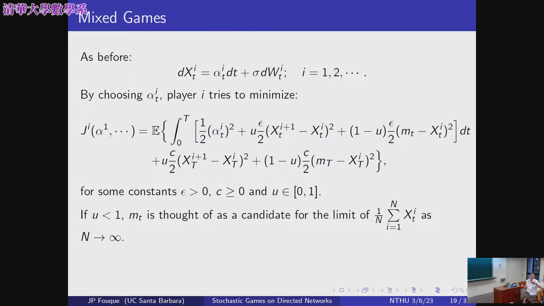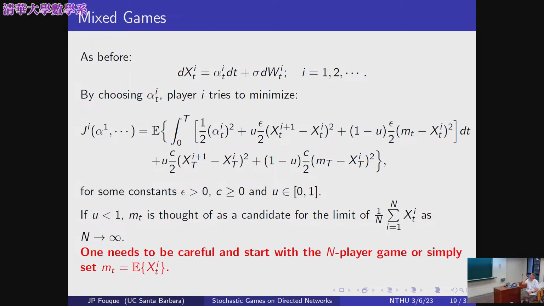So if you deal with a finite number of agents, you put the empirical mean right there. If you start with an infinite dimensional system, you have to be careful because you cannot take the empirical distribution of an infinite system, right? So you have to put directly the mean right here. Same thing for the terminal condition, and then n goes to infinity. So this can be computed.